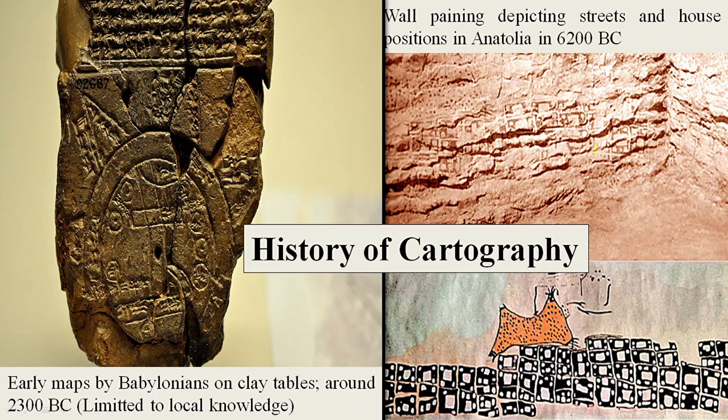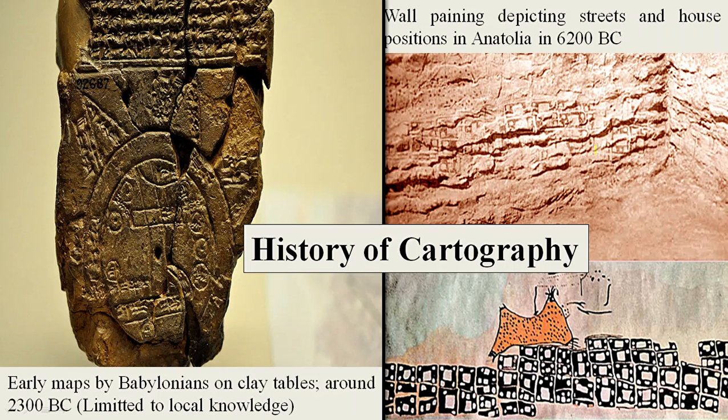Wall paintings are also known as murals. Okay, we have two types of paintings, murals and frescoes. In frescoes we use watercolors to paint them. So we have a mural painting that is now housed in the Anatolian Civilization Museum of Ankara in Turkey. That painting depicts the streets and house positions. So that was kind of a map where the real world is shown on a two-dimensional surface, on a painting. So that was the first reference of the existence of any map in history, that is from Anatolia, and is now housed in the Anatolian Civilization Museum.